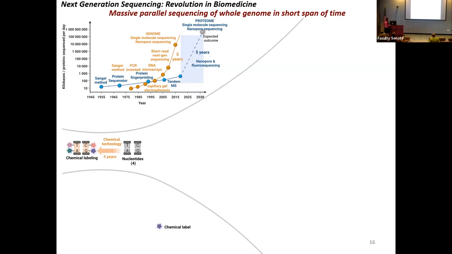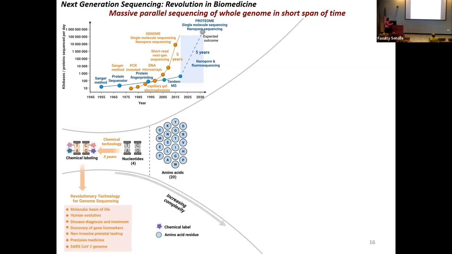And what those chemical methods do is label the four nucleotides which form a genome with different fluorophores or different kinds of groups. By using this method, we can increase the molecular differences among the nucleotides and easily sequence them. And by this method, the revolutionary technology of genome sequencing was developed. Now we can diagnose different diseases, understand human evolution, develop precision medicine, and we were able to sequence the entire SARS-CoV-2 genome, and because of that we were able to find new cures for this recent pandemic.